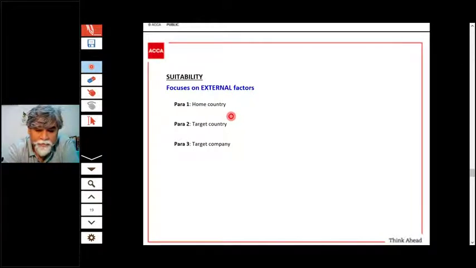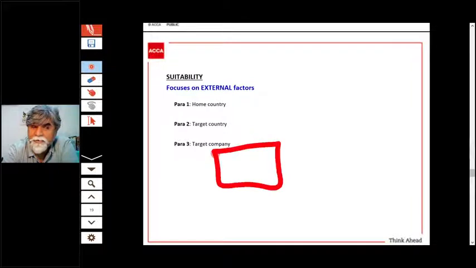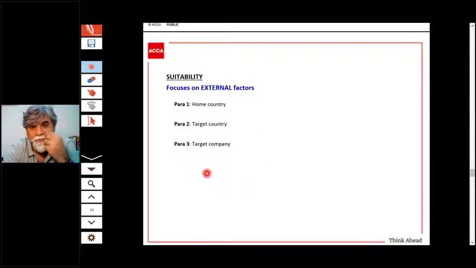Then the next section, I need to talk about the target country if it's another country, or the target city if it's another city. If it's the same city, then you don't need it, but if the target city is different from your existing city, or the target country is different from your home country, then you will do a section on the target country, and then definitely the target company. You will talk about all the things about the target company which is provided to you in the exhibits.